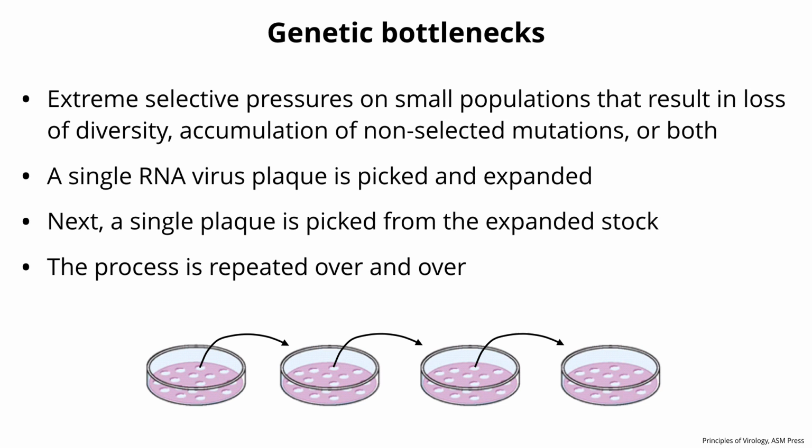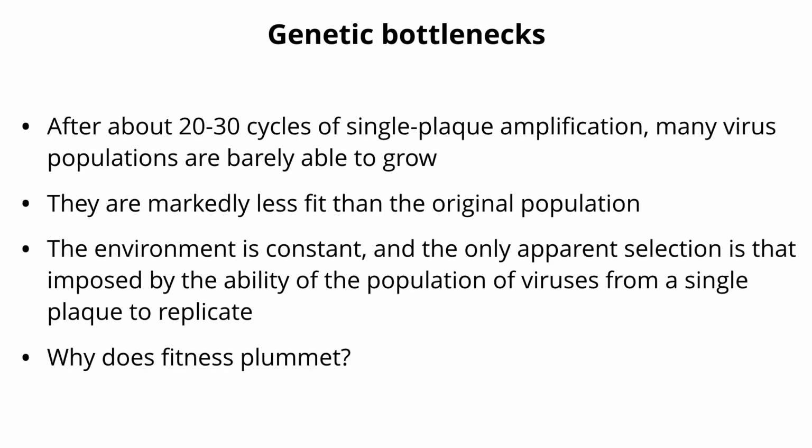Now, one thing you have to remember is in a single plaque, there are not a lot of viruses, maybe 10,000 or so. So the diversity is highly restricted, and that's the key to this experiment. For many viruses, after about 20 to 30 of these plaque-to-plaque passages, you get a really sick virus population. The viruses are barely able to grow. They're not fit. They don't grow well. They don't do well when you put them on new cells.